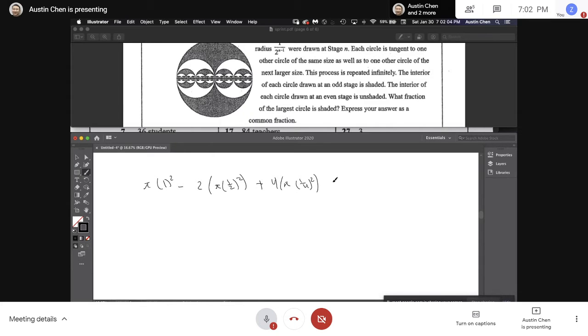So it's going to be like that. And then the fourth set, we're going to have 8 of them, and they're going to have 1/8 of the radius. Okay, and then if I simplify this, you can see that we have what? Pi, and then minus 1/2 pi, and then plus 1/4 pi, and then minus 1/8 pi.